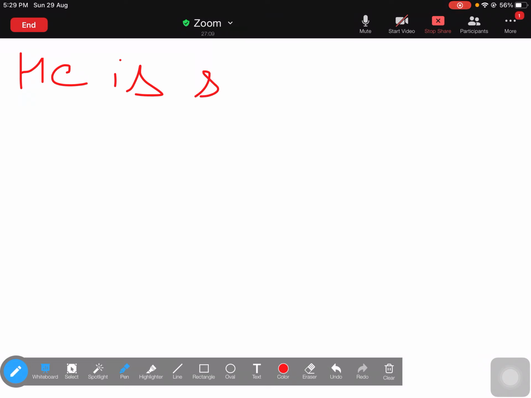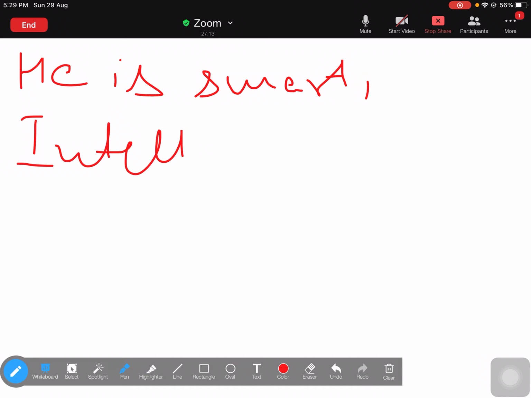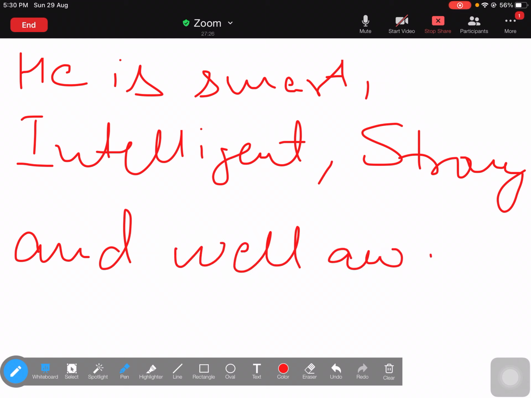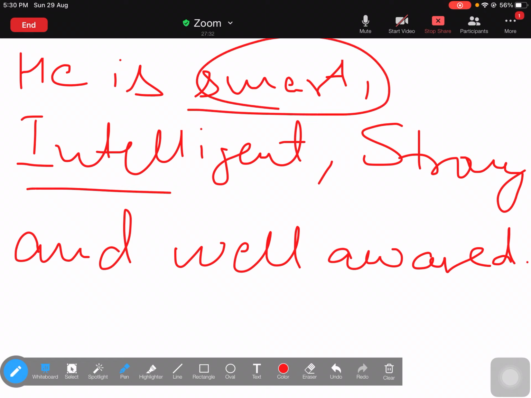Let's say, if I say, he is smart, intelligent, strong, and well aware. Now, this sentence is right. Why? Smart, intelligent, strong, well aware. It's following the same pattern. These are adjectives. I am following the same pattern.